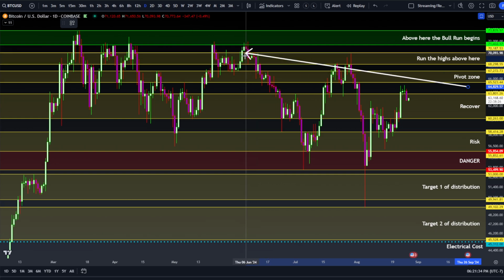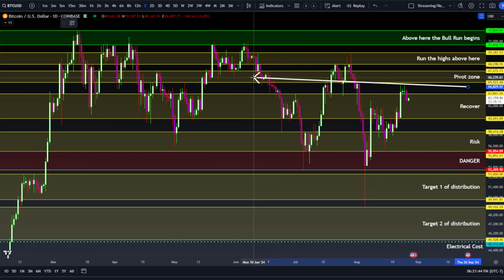That's the run the highs zone. Put in that wick right there at the bottom side of the swing to the top side of the swing between around 68.3 to 70,200. And where did it try to hold support? 67,272. Then it tried to hold 65.5. Where did it reject from there?